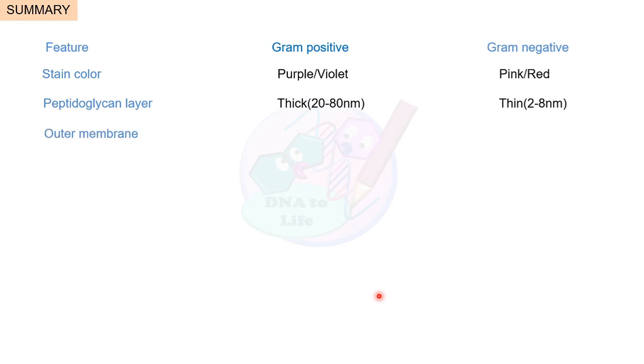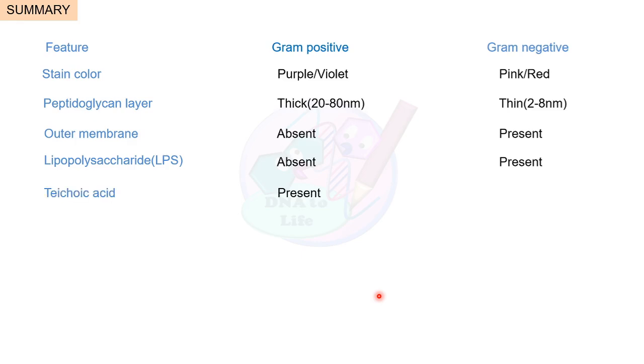The outer membrane is absent in gram-positive bacteria and present in gram-negative bacteria. In the outer membrane, lipopolysaccharide is present in gram-negative bacteria, and since the outer membrane is not present in gram-positive bacteria, lipopolysaccharide is also absent. Teichoic acid is another difference, present in gram-positive bacteria but absent in gram-negative bacteria. The last one is endotoxin, which is absent in gram-positive bacteria because lipopolysaccharide itself acts as endotoxin, and is present in gram-negative bacteria.